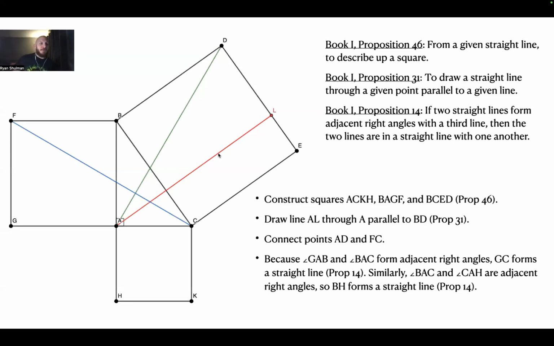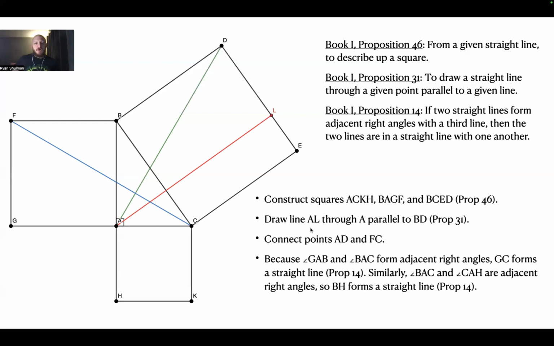So to begin, recall what we're trying to prove is that if we're given a triangle ABC, which is a right triangle, we want to prove that the sum of the squares on the legs is equal to the square on the hypotenuse. So the first thing that we're going to do, of course, is create these squares on the legs and on the hypotenuse, and that comes from proposition 46, from a given straight line to describe a square.